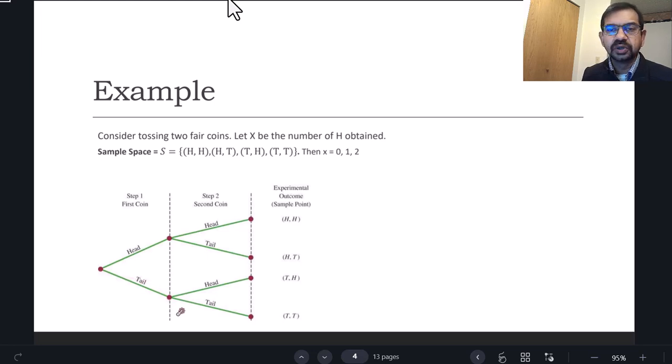Then we come to this node at which we toss the second coin. The second coin can be a head or a tail. And this gives us our 4 sample points: head, head; head, tail; tail, head; tail, tail. The first letter denotes the outcome of the first experiment, tossing the first coin. The second denotes the result of tossing the second coin.